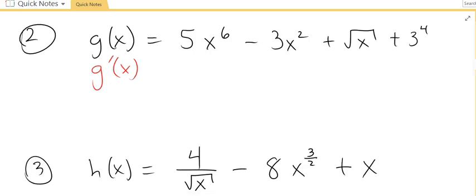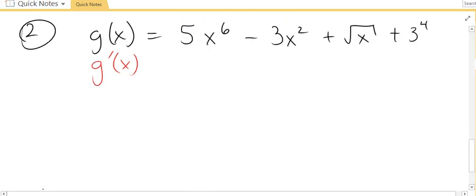When we start with this g prime of x, we're going to take the derivative of each piece separately. First, x to the 6th: we'll bring that 6 down, so 5 times 6 is 30. My new exponent will be x to the 5th, because I just subtract 1 from that exponent. Now, with the next one, this 2 comes down front, so 2 times 3 is 6, and I'm going to have just the x here. Like I said, over addition and subtraction, we just get to do each piece separately.